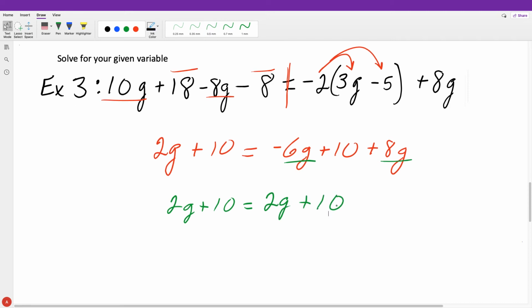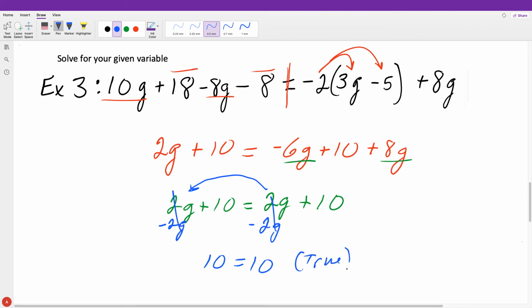And now when we get here, something should jump out at you. But we need to go through and show all of our work. So let's go ahead and move this to the other side. So I will subtract 2g from both sides. And when I do that, they both cancel out. So now I'm left with the statement of 10 is equal to 10, which is a true statement.